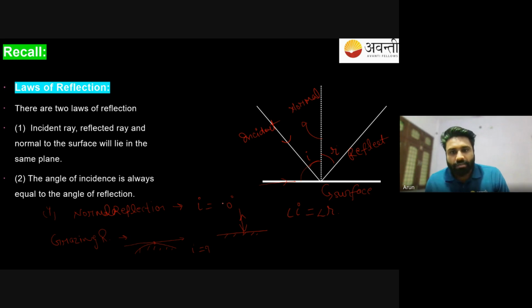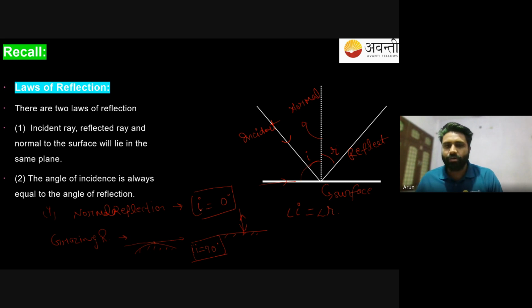Sorry, I forgot the I here. Here it is 0 degree. Okay, here I is 90 degree. Small silly mistakes, huh? You have also remembered this silly mistake part. Okay, got it. There are two new terms for you, right? Normal reflection and grazing reflection.